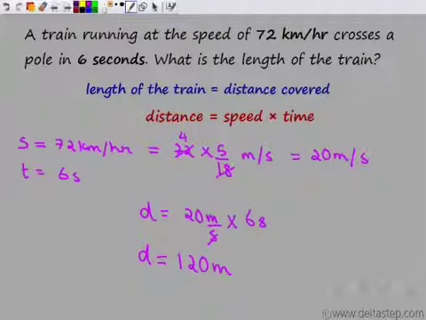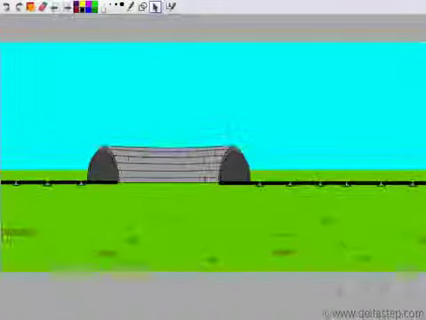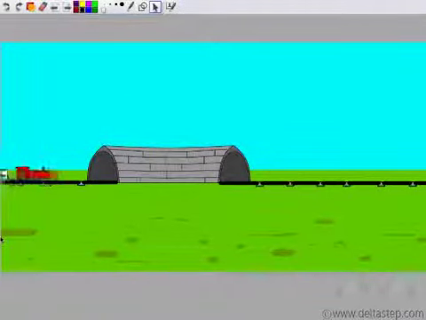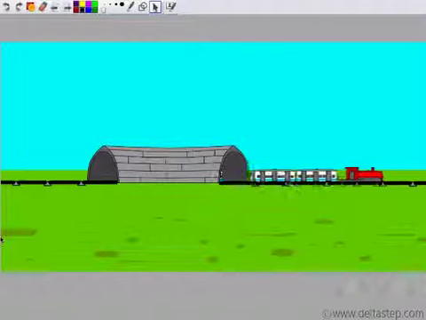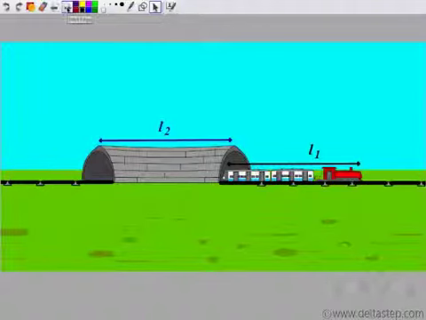So we've seen a train crossing a pole or a stationary man. Now let's look at a train which is crossing a tunnel. To cross this tunnel, let's say the length of the tunnel is L2 and the length of the train is L1. Now if the train crosses this tunnel, this is the point where it is just about to enter the tunnel and it comes out from this side. Length of the train L1, length of the tunnel L2.